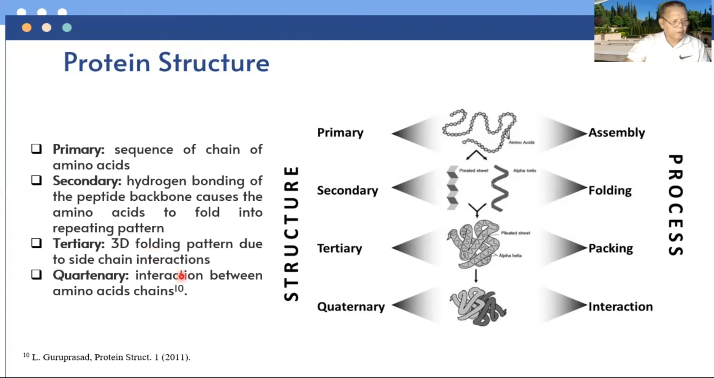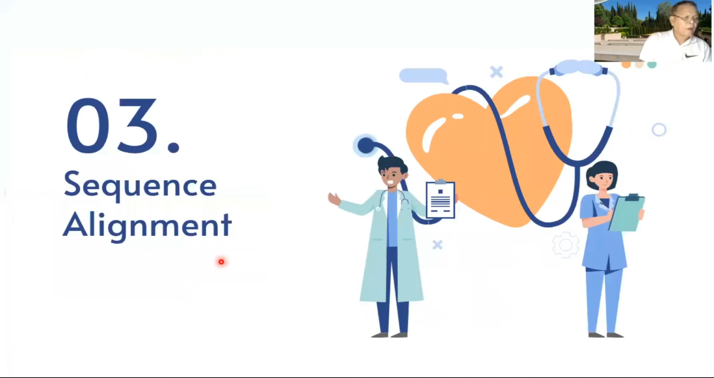Let's see this one. Then let's move to sequence alignment. A sequence is usually defined as a string of letters. In terms of protein, a sequence can be defined as a string of letters according to the order of the amino acids from the amino terminal to the carboxyl terminal of the protein.